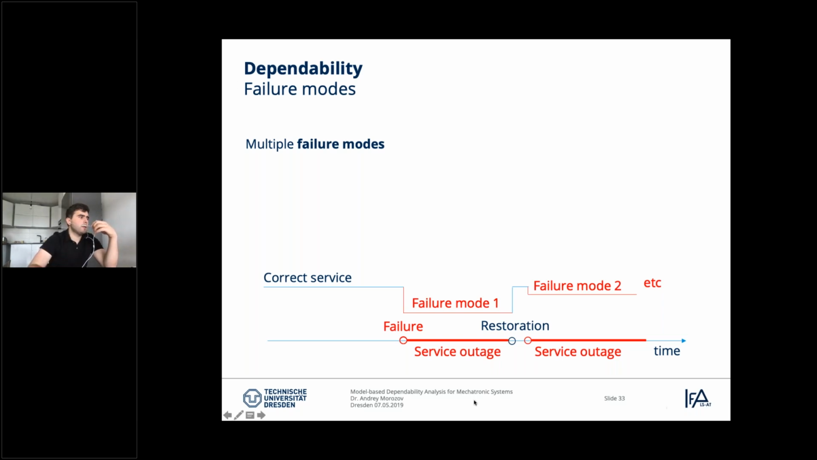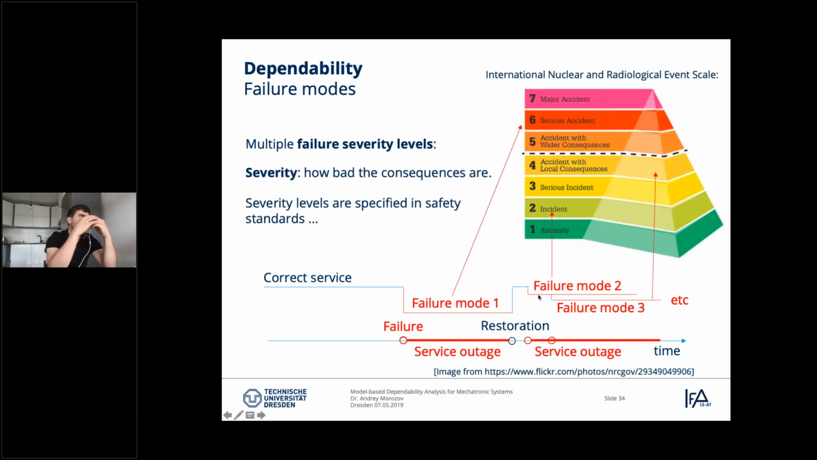This means that after a failure, we can jump from the correct service to failure mode 1, then we can restore, and then because of another failure, we can go to another failure mode. Now, failures could have different consequences. For example, if the readings of the speed sensor are noisy, it's bad, but it's not so bad. We can approximately know our speed. But if we have no speed on our display, this is a more severe failure. Now we are talking about severity: how bad are the consequences of the failure?